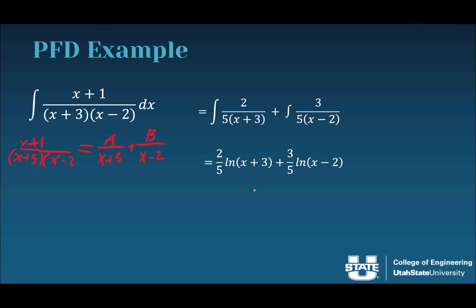Now, at the bottom of this fraction are two separate values, the x plus 3 and the x minus 2. Those are two separate things, so we can just do this. But as you'll see in a future example, and from the tables, if this was squared right here, then we'd have to do an x plus 3 squared down in the bottom and another term that was x plus 3 as well, but we'll see that later.